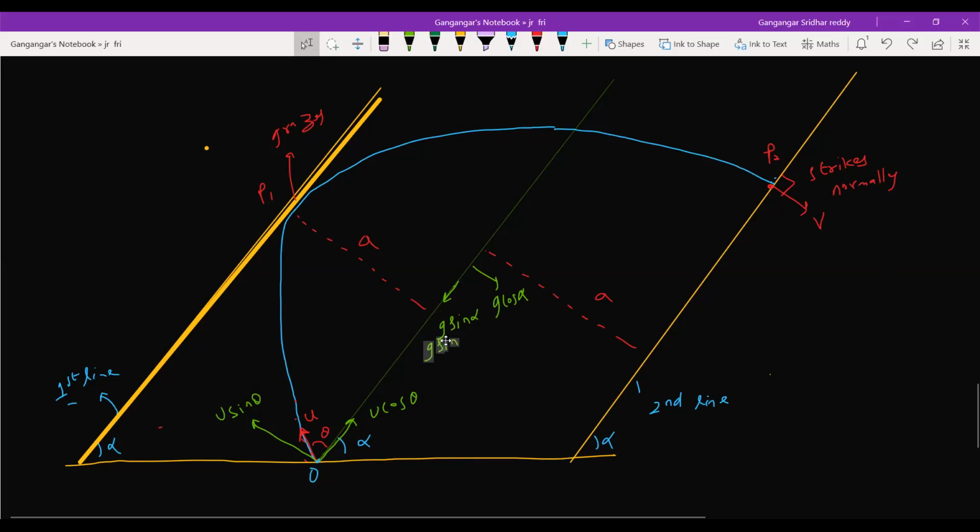Sir, just a small doubt. You said that the projectile must graze one surface and it should hit the other surface perpendicularly, right? But sir, doesn't the angle theta plus alpha become more than 90? It could be acute also, right, sir? I mean, theta plus alpha.